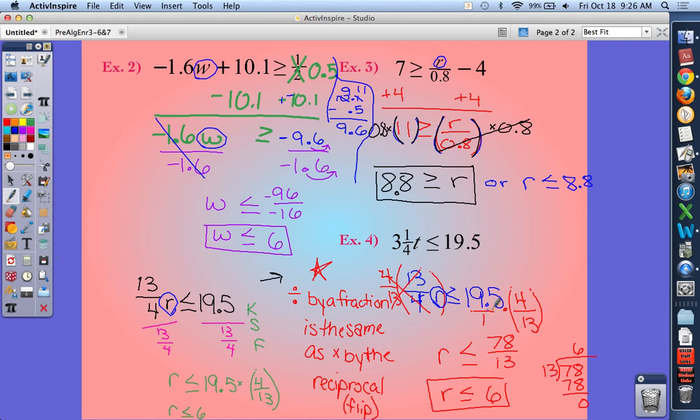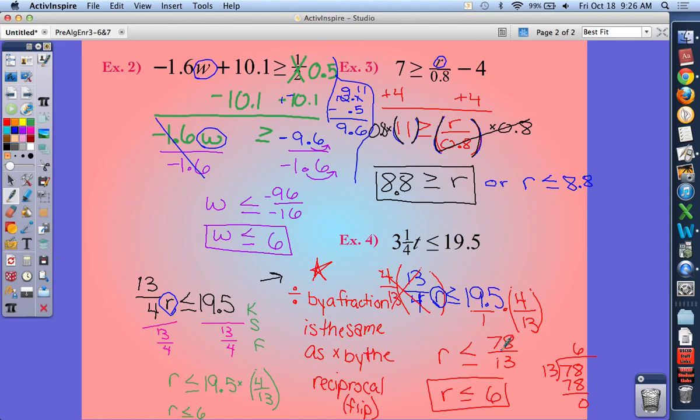And now I'm multiplying these over here. This was a little tough. 19.5 times 4, I did that first and got 78. And then 78 divided by 13 is actually 6. So r is less than or equal to 6. It's any number less than or equal to 6.